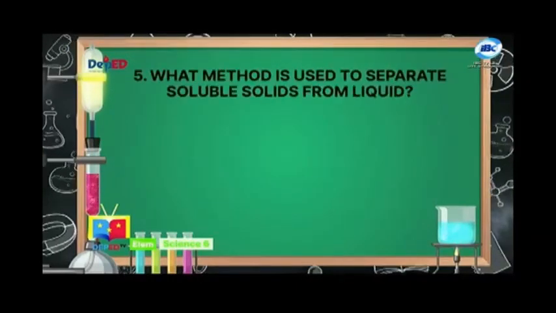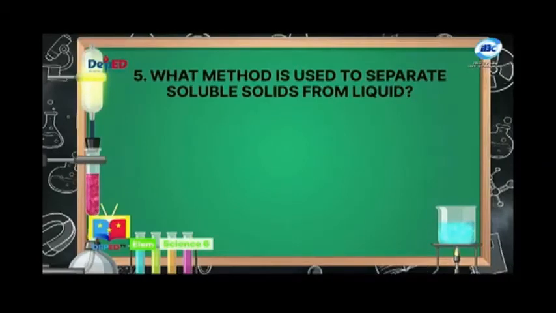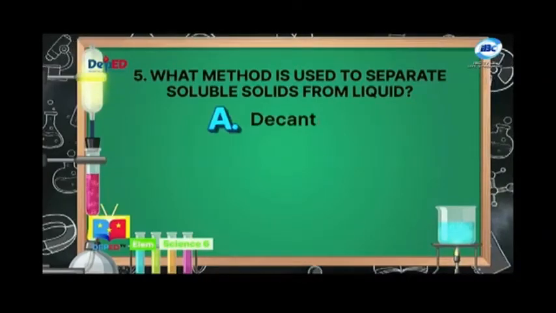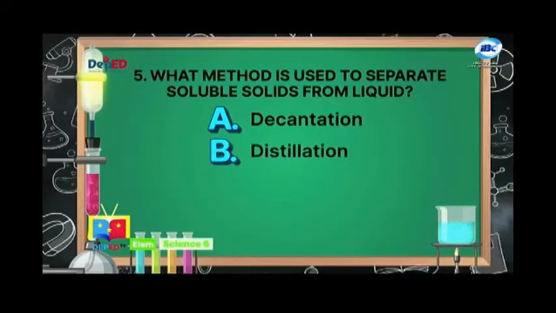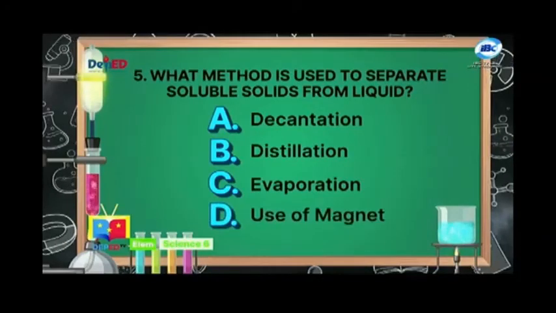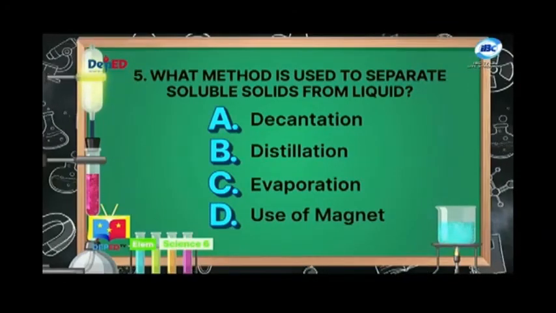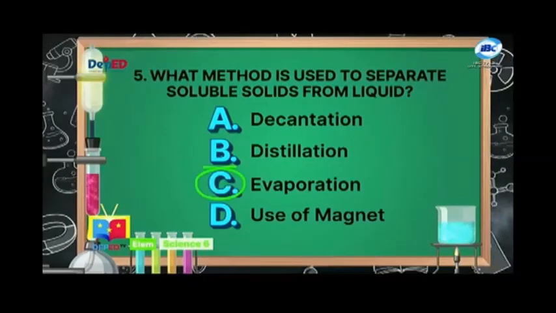Heating. Number 5. What method is used to separate soluble solids from liquid? A. Decantation. B. Distillation. C. Evaporation. Or D. Use of magnet. The correct answer is C. Evaporation.